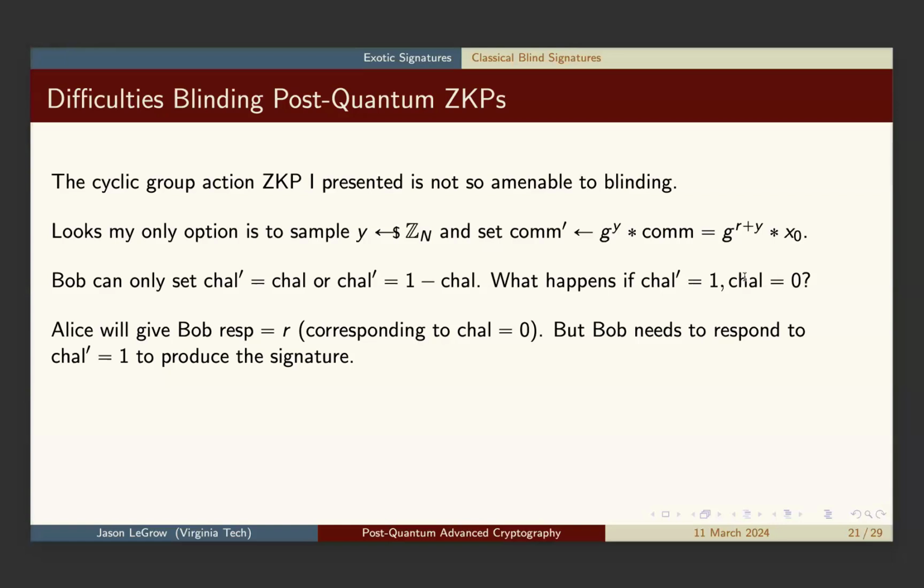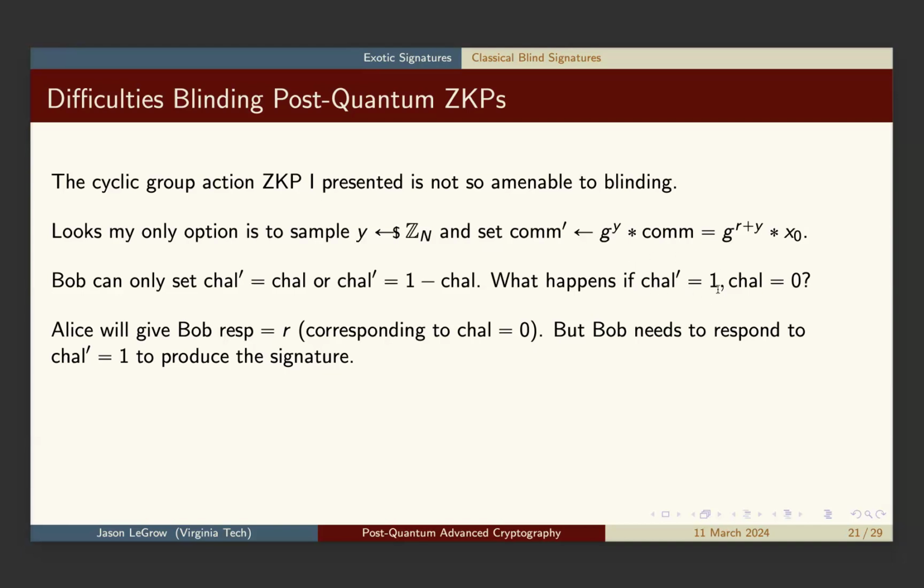Okay, just for instance, I'll suppose that the original challenge is 0 and the blind challenge is 1, because otherwise there are too many cases for me to analyze one by one, but this is one of the ones that fails. So this is easy. In this case, if the original challenge is 0, the response is R. So Bob now knows R, but he needs to respond to chal prime equals 1.